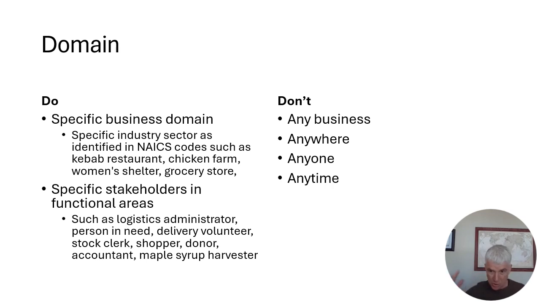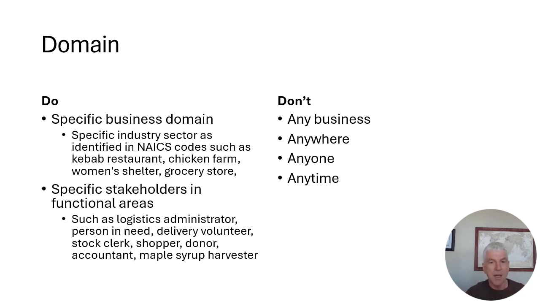So as far as a domain, what we mean there is have a specific business domain. Ideally, it's something that you can identify as a formal industry sector that might exist in North America, so a NAICS code. So for instance, don't say something like, well, it's any business and anywhere and anyone, but rather tell us exactly what kind of business it is. So it's a kebab restaurant, it's a chicken farm, it's a women's shelter, it's a grocery store, right?